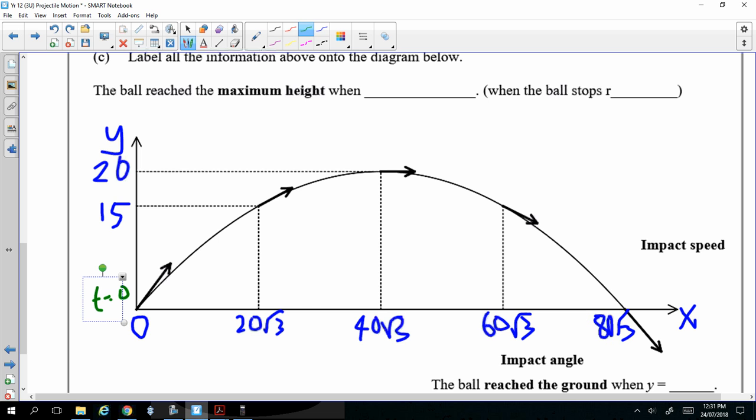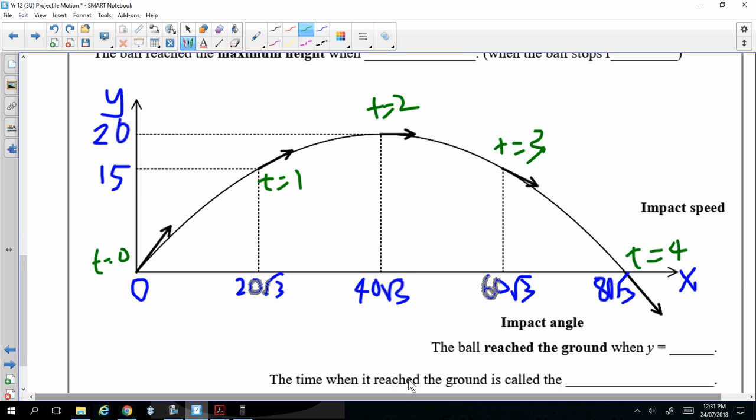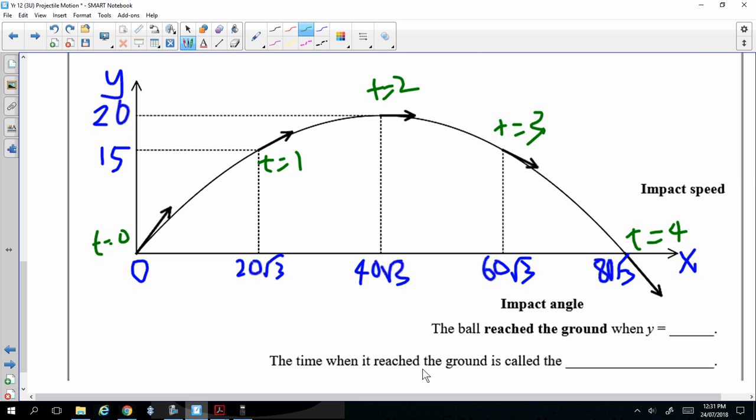Okay, so the 4 seconds, the time when we reach the ground, is called the time of flight. How long it takes to fly. Okay, time of flight, so 4 seconds. So the time of flight is equal to 4 seconds. All right, so we see that.